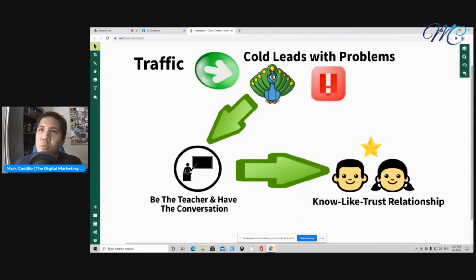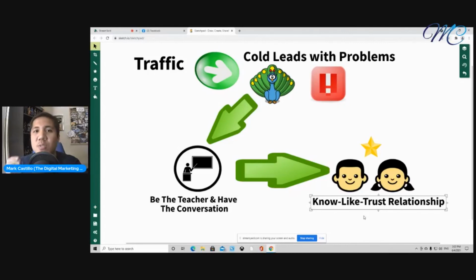So to recap, you are driving traffic, however way you are, and then through that traffic, you're generating leads onto your list. These are cold leads with problems. You don't know what it is that they're searching for. And so the way that you work those leads on your list is you be the teacher and have the conversation. Give value to your list. Help solve their problems, their challenges that they're going through, and let them get to know a little bit more about you and what you're all about. And by doing all of that, you are building that know, like, and trust relationship.